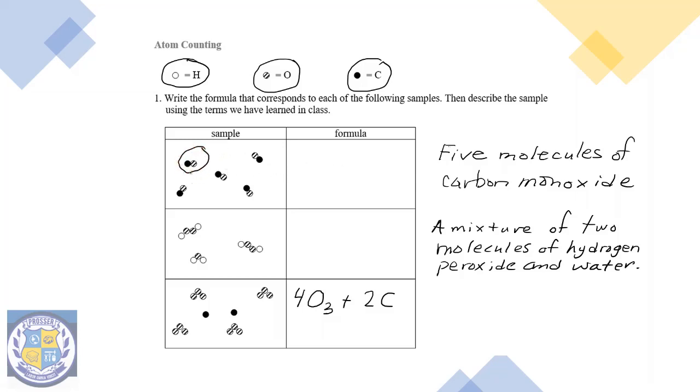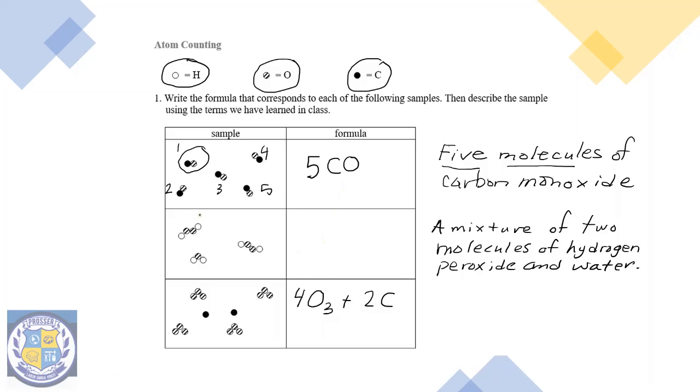Let's just take one of these. Notice that it has a carbon attached to an oxygen. So that is the formula for the molecule, but there is 1, 2, 3, 4, 5 of them. So I have to put a 5 there. Now to describe this, I'm going to say 5 molecules of carbon monoxide, right? That's how you name this molecule. These are two non-metals, so they share electrons to form a molecule.